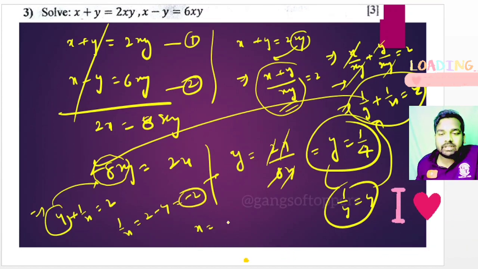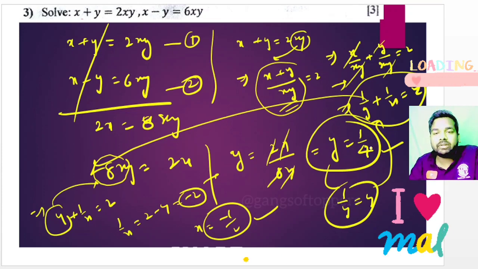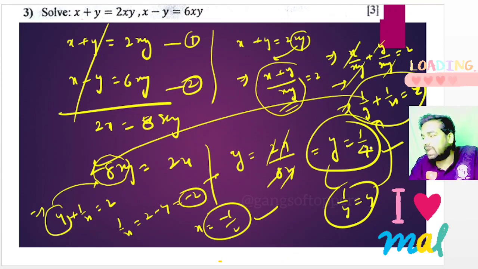So x is equal to minus 1 by 2. So we get two values, that is x is equal to minus 1 by 2 and y is equal to 1 by 4. Are you getting it or not? We have utilized these two equations, and from them we first found the value of y, and then from the first equation we put the value in equation number 1 and got the value of x. This is a very easy question. I think everybody is getting it.